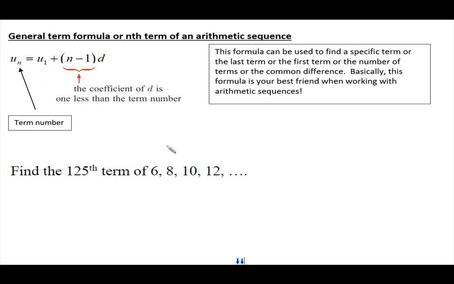So first of all, let's define a few things in this formula. U sub n is the term number, it's some specific term. Like if we want to find the 8th term, this would be u sub 8. U sub 1 obviously is the first term. U sub 1, that's why there's a 1 there, it's the first term. N is the number of the term.